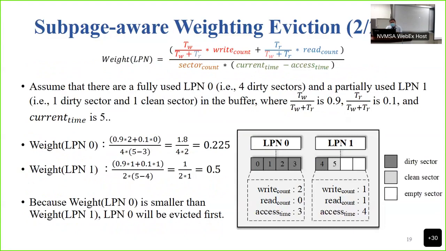Okay, so here is an example. In the paper we show an example with 2 different LPNs, maybe LPN0 and LPN1. Based on the parameters, we can calculate their weights. For example, LPN0 has one weight and LPN1 has another. Based on our weighting eviction, we will choose LPN0 to write out.